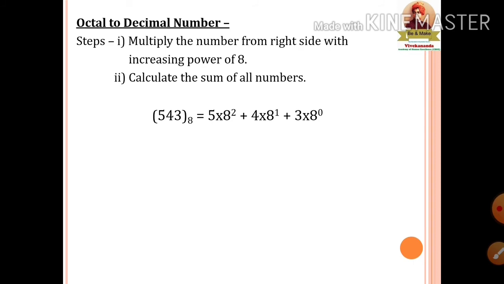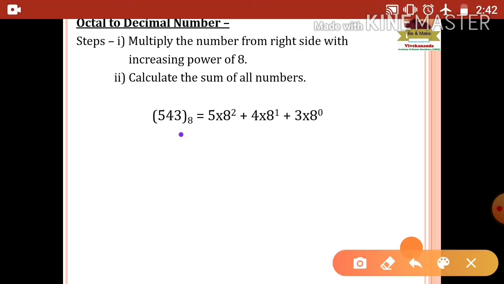So from right we are going to write down the increasing power of 8. My first number on the right side is 3, so I am going to write it down as 3 into 8 raised to 0. The second number is 4, so I have written here 4 into 8 raised to 1, because we are going to start counting from 0. And the third number is 5, so here I am going to write it down as 5 into 8 raised to 2.